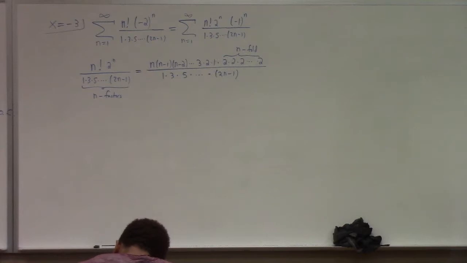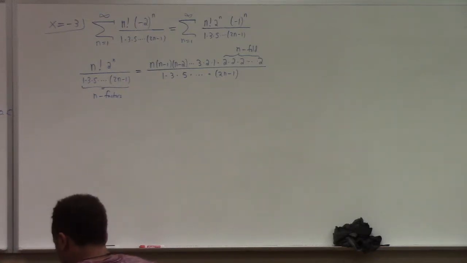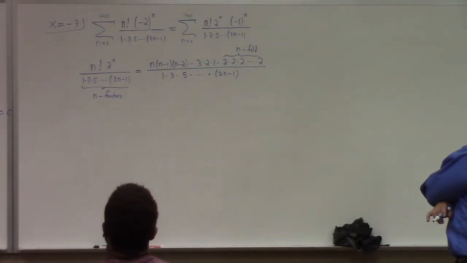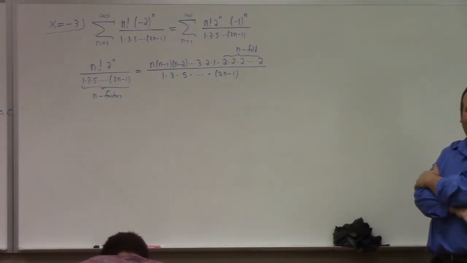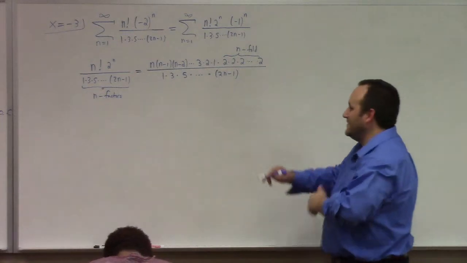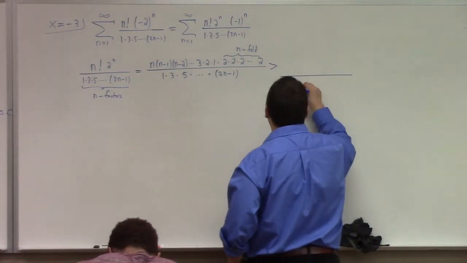Let's see. My intuition here is that this diverges. So how can we make this smaller than something that obviously diverges? Wait a minute. How can we make this larger than something? We want to find something smaller that diverges, right? This is greater than insert divergent thing here.